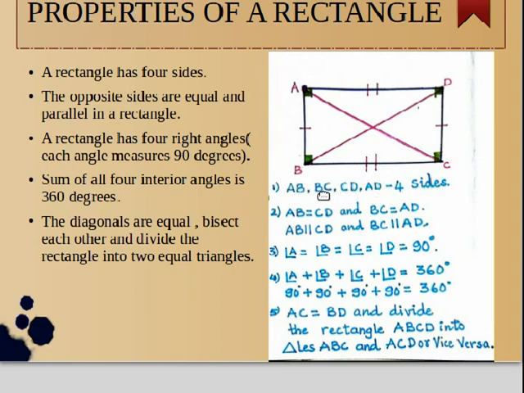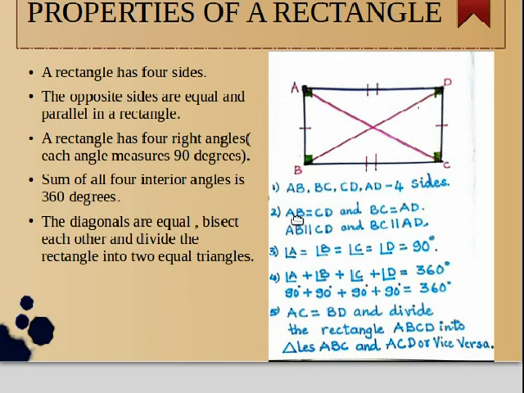The second property is the opposite sides are equal and parallel in a rectangle. Now AB and CD are the opposite sides. Similarly, BC and AD are the another pair of opposite sides. So we can see here AB and CD, these both are equal as well as parallel. So AB is equal to CD and AB is parallel to CD.